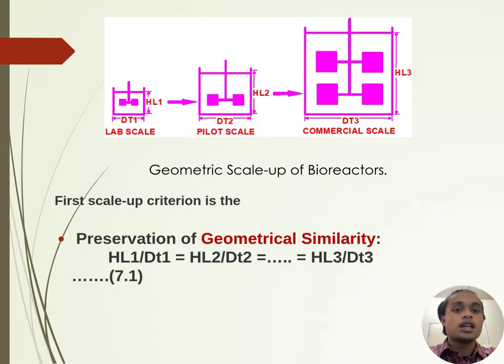Okay, so the first scale-up criterion is the geometrical similarity. This means keeping the same shape by maintaining the liquid height to tank diameter ratio from lab scale to pilot and commercial scale. Well, that's all from me.